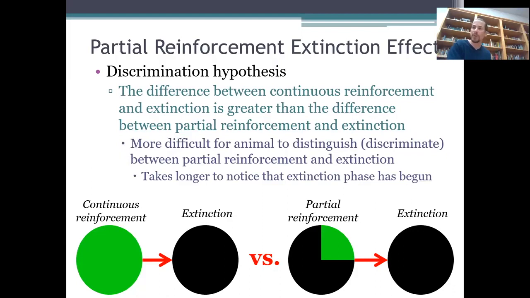You're not going from all of your responses getting reinforced to none of them getting reinforced like you would with a continuously reinforced behavior. Instead, you're going from some to none, right? You're not going from all to none. You're going from some to none. And again, that's not as noticeable, right? So basically, since partial reinforcement isn't as different from extinction as continuous reinforcement is from extinction, partial reinforcement makes it take longer for you to realize that you're in extinction now. Partial reinforcement makes it take you longer to realize that that reinforcer really isn't coming now. And so that's why you're going to take longer to give up on the behavior.